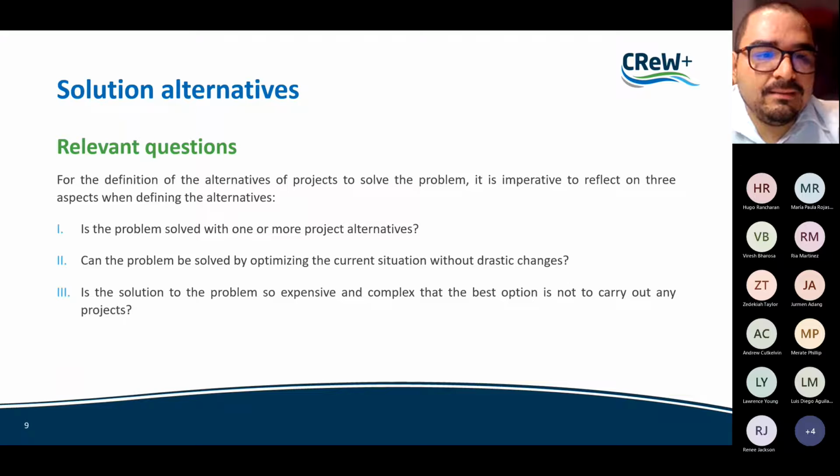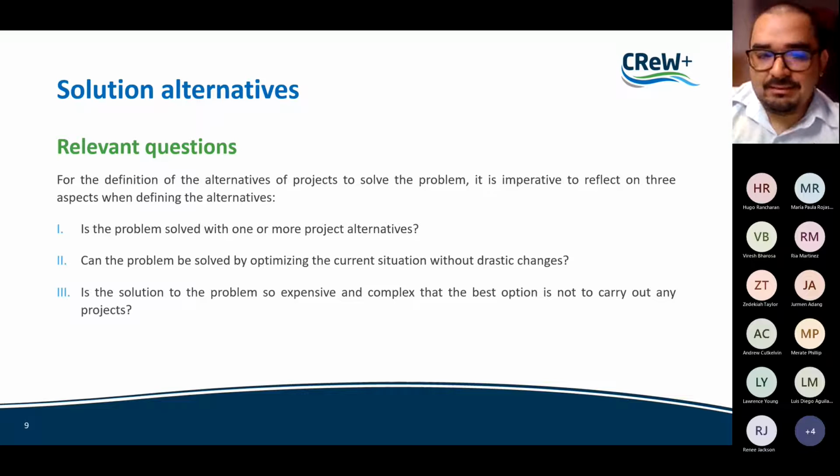So in this case, there are some relevant questions that we need to ask ourselves and ask the groups to start determining which will be the best project. For the definition of the alternatives of projects to solve the problem, it is imperative to reflect on three aspects. Is the problem solved with one or more project alternatives? Can the problem be solved by optimizing the current situation without drastic changes? Is the solution of the problem so expensive and complex that the best option is not to carry out any project?